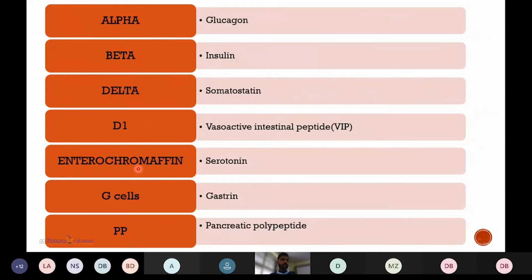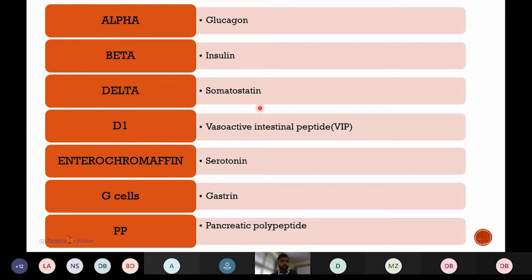This is just the enumeration of the different types of cells secreting their characteristic hormones. So this is alpha cells, which secrete glucagon, the beta cell secreting insulin, delta cell secreting somatostatin, the D1 secreting vasoactive intestinal peptide, enterochromaffin cell secreting serotonin, G cell secreting gastrin, and PP cells secreting pancreatic polypeptide. Now, somatostatin acts as an antagonist to insulin and glucagon. Further, we see there are tumors which are functionally classified according to the hormone secretion, like insulinomas, glucagonoma, somatostatinoma.